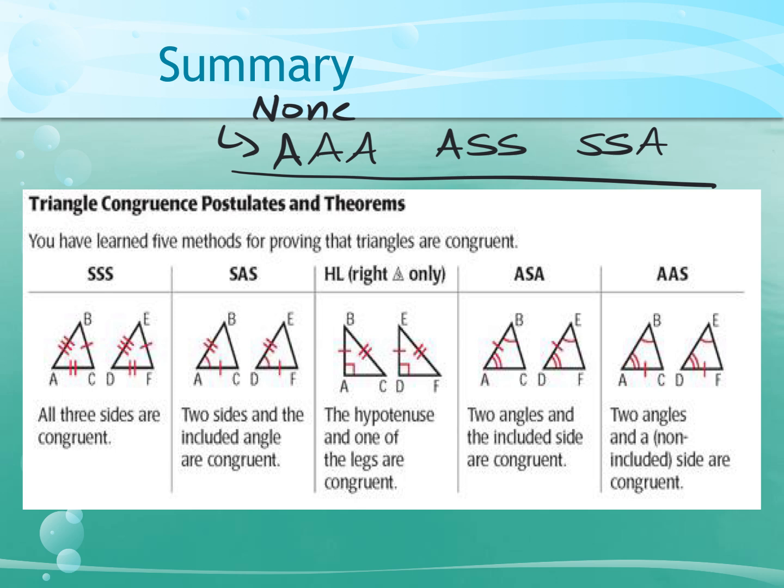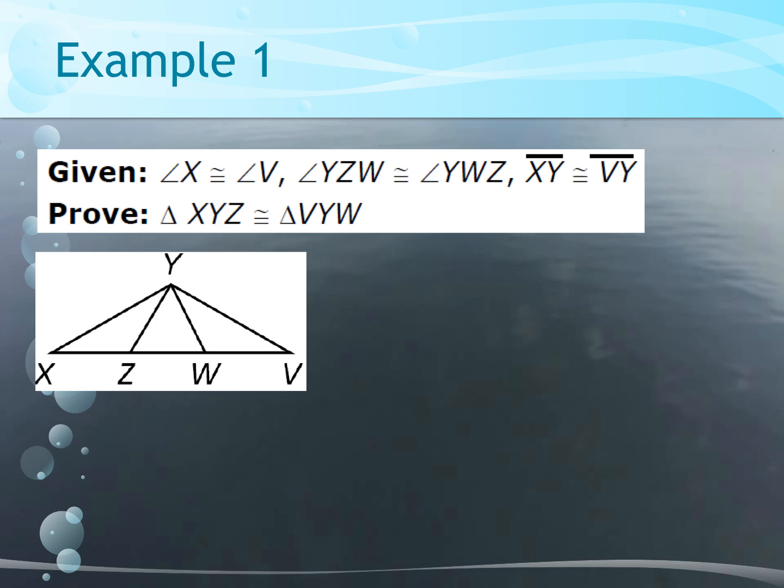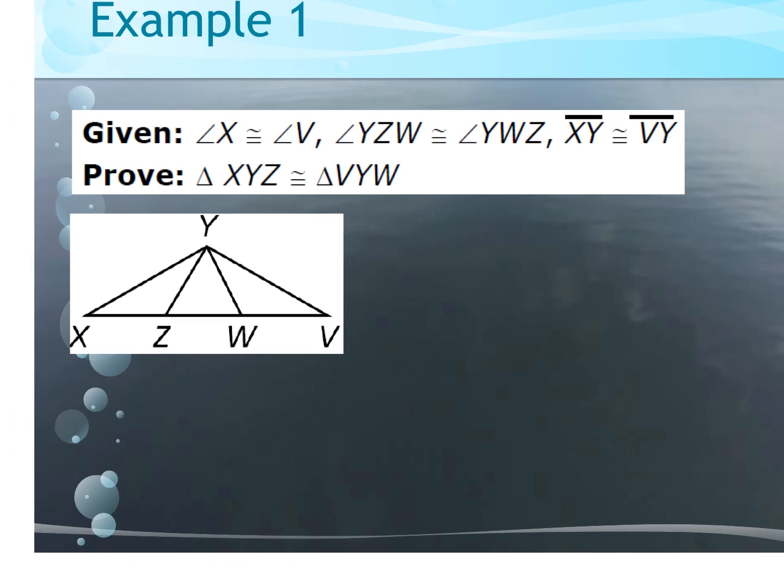And now let's do some proofs. Okay, so this example wants us to prove that triangle XYZ, which is over here, this one, is congruent to VYW, this one.